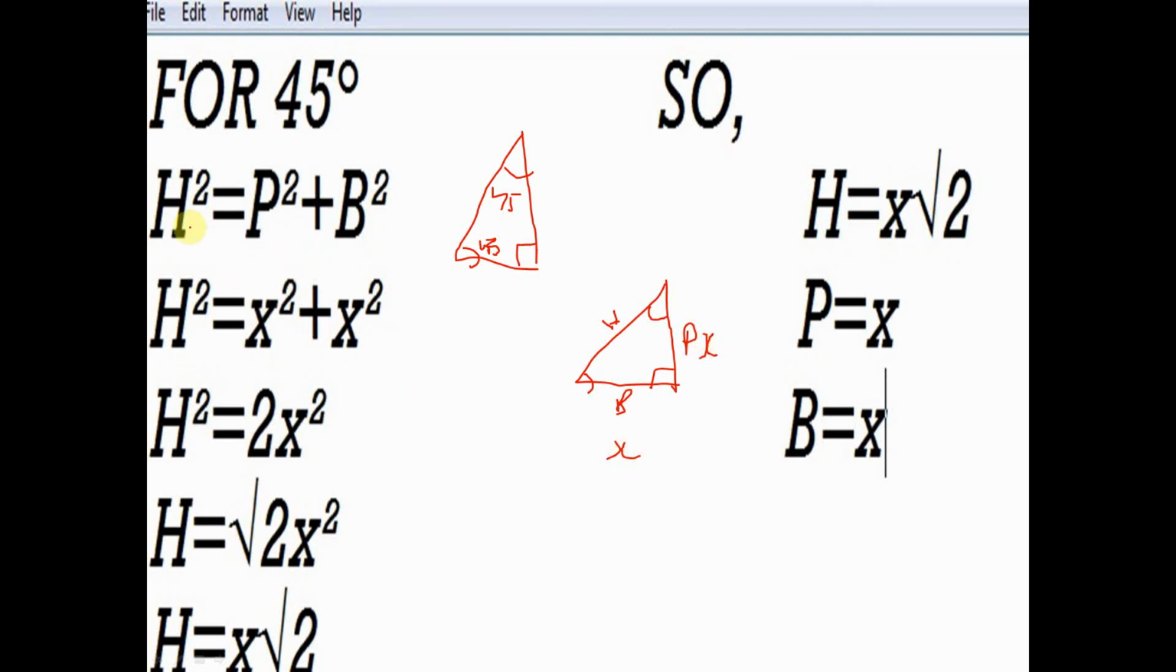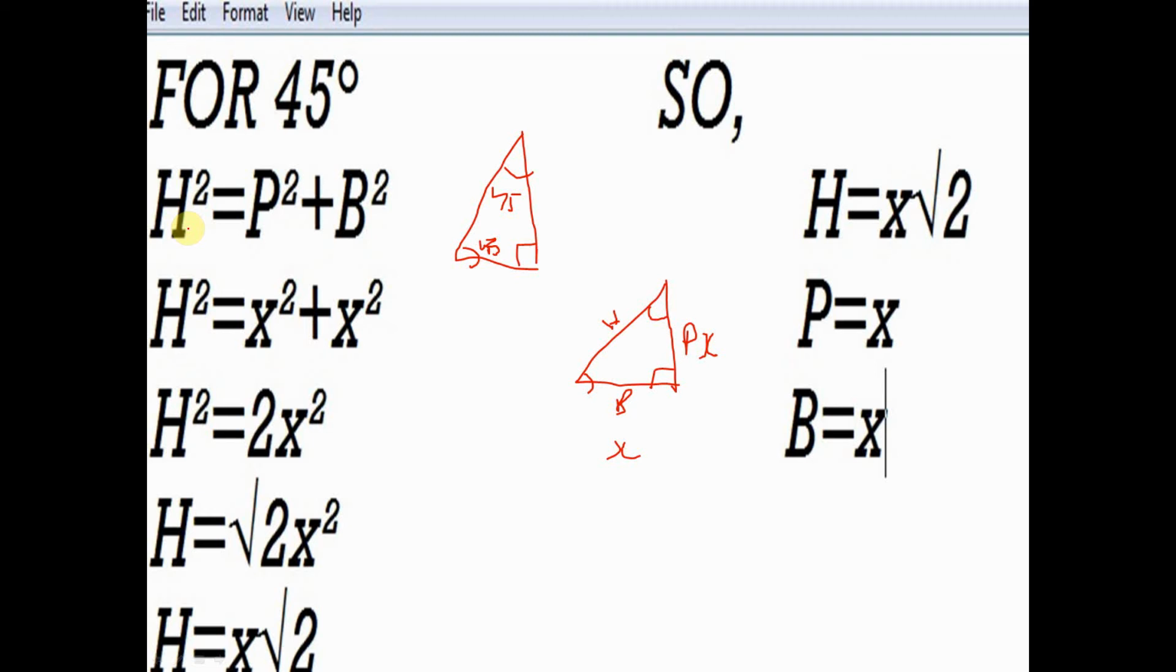So the formula is hypotenuse square is equal to perpendicular square plus base square. So next step, hypotenuse square is equal to x square plus x square because the B and P value is x. Then hypotenuse square is equal to 2x square. Then we will shift the hypotenuse square to the RHS and it will convert to the square root.